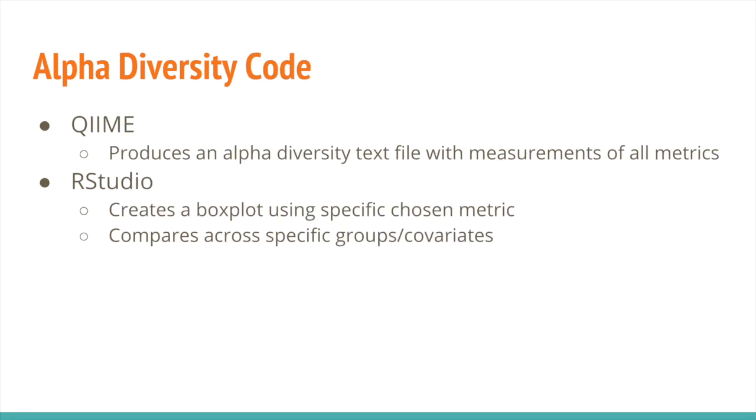So to code for your alpha diversity, you're going to start in QIIME and terminal, which produces an alpha diversity text file with the measurements of all metrics. Then you're going to use RStudio to create a box plot of your specific metric you want to look at and compare the groups and covariates.